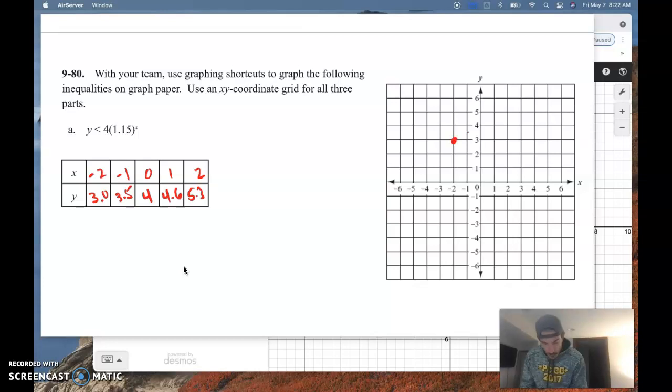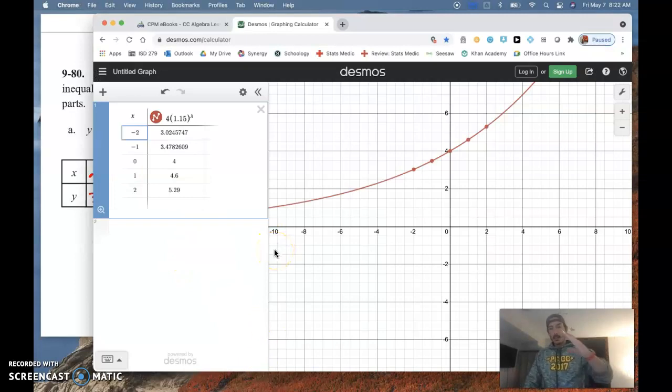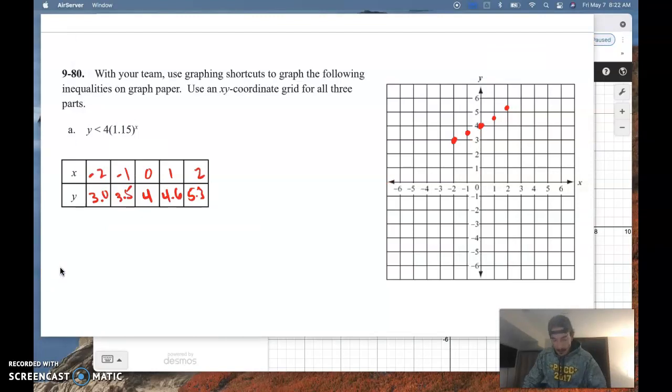Let's see, -1, 3.5. Okay, and then 4, 0. And then 1, 4.6. And then 2, 5.3-ish, right? And the other thing that I see here is that little ramp style shape of the exponential function, and I'm going to want to try to make that this way. And as I'm doing it, recall that this is a less than scenario. So I am making a dashed line, okay? And there we go.